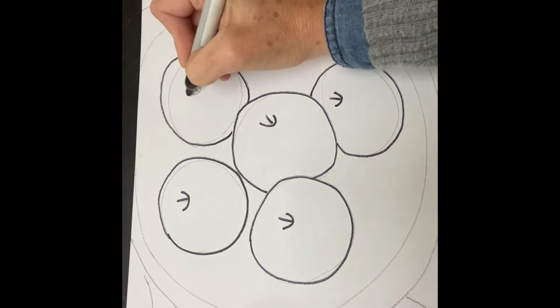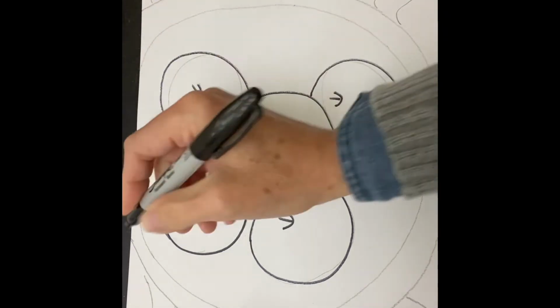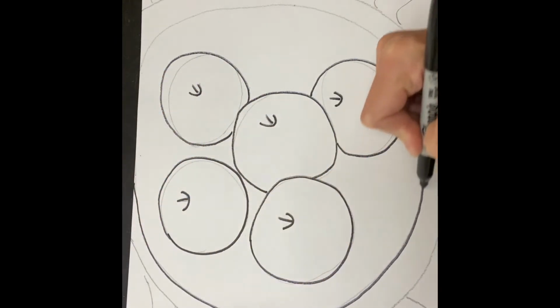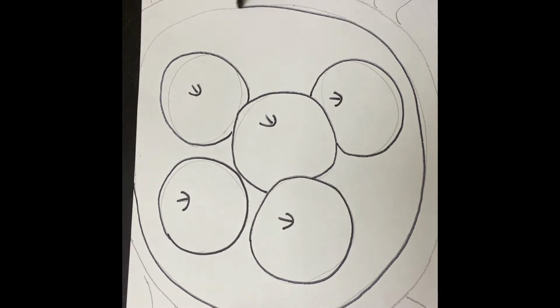Now you'll notice that I corrected some of my circles when I went around with my Sharpie just to make them look a little more round. You can do that, of course.